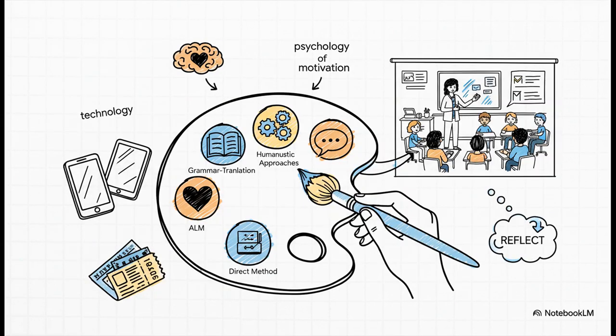Which brings us right up to today. A great teacher in the 21st century is what you might call a principled eclectic. They draw from this entire rich history. They skillfully blend technology, they use real-world materials, they understand what motivates their students, and maybe most importantly, they are constantly thinking about their own teaching, always adapting, always evolving to meet the real needs of their learners.